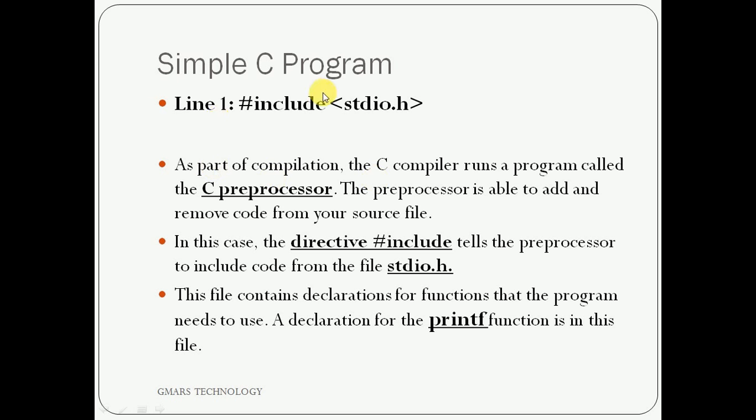So line 1 mentions #include <stdio.h>. As part of compilation, the C compiler runs a program called the C preprocessor. The preprocessor is able to add and remove code from your source file. In this case, the directive #include tells the preprocessor to include code from stdio.h. This file contains declarations for functions that the program needs to use, including the declaration for the printf function. So basically, this is the header file that we need to run the C program.